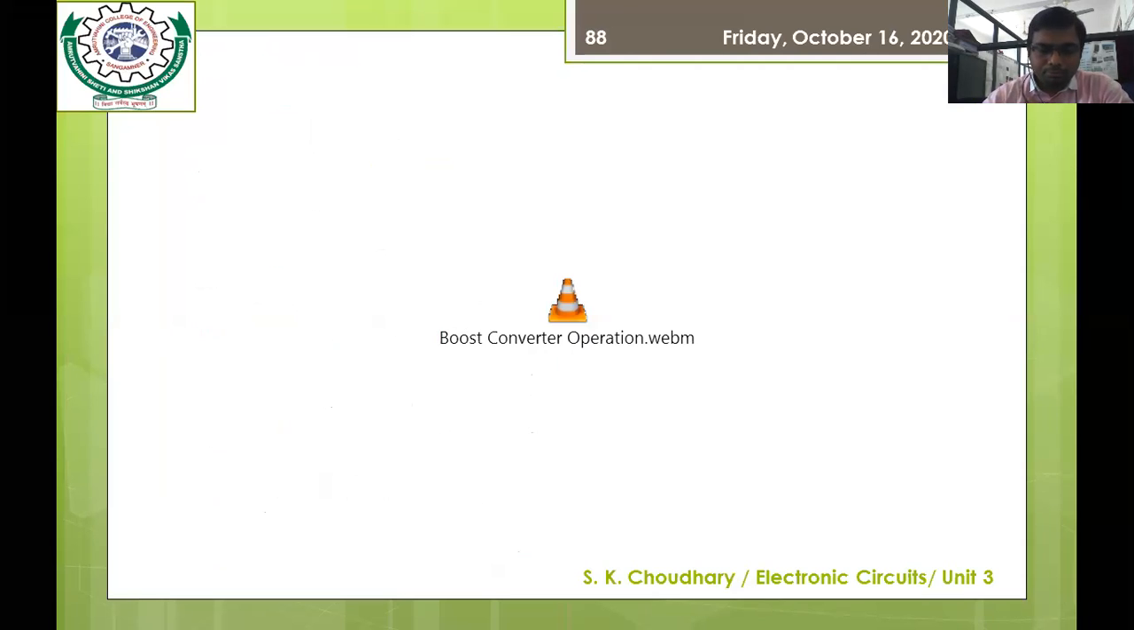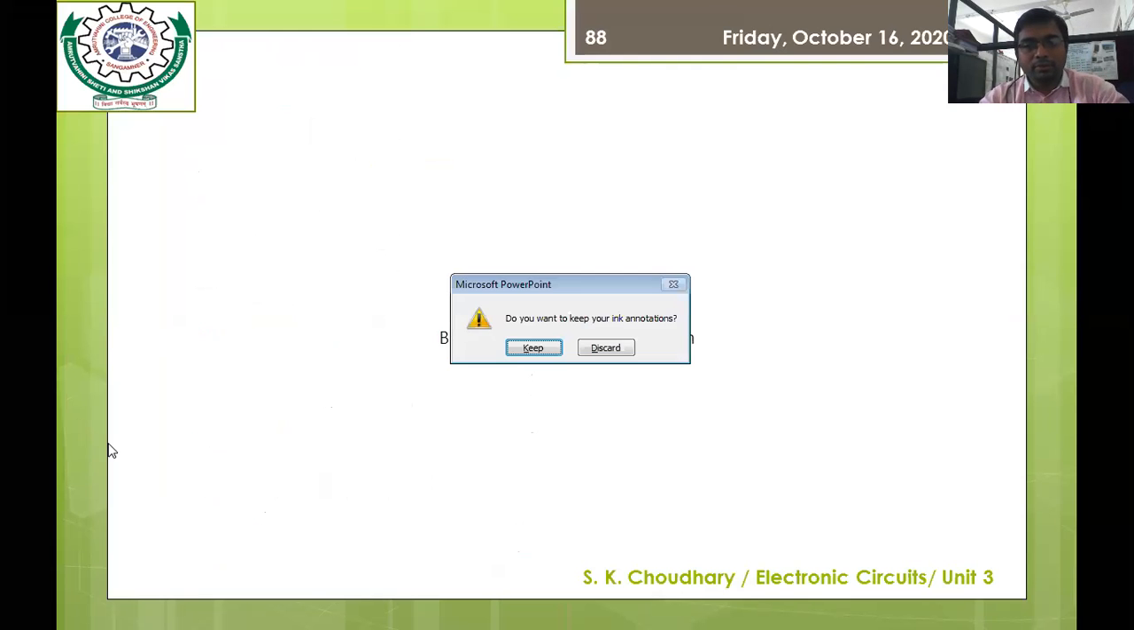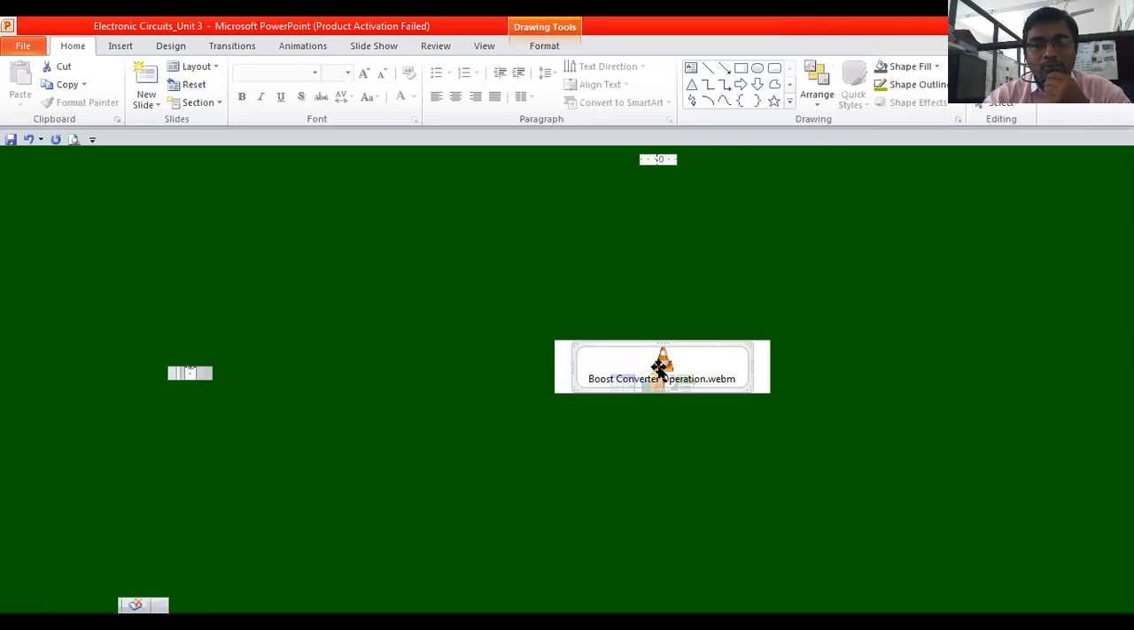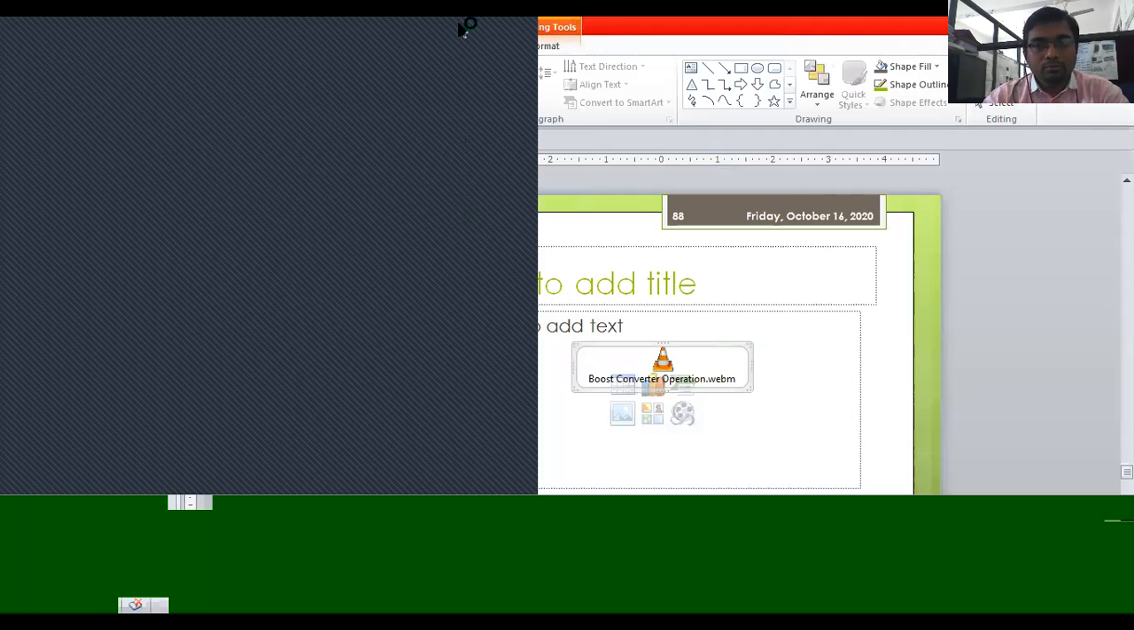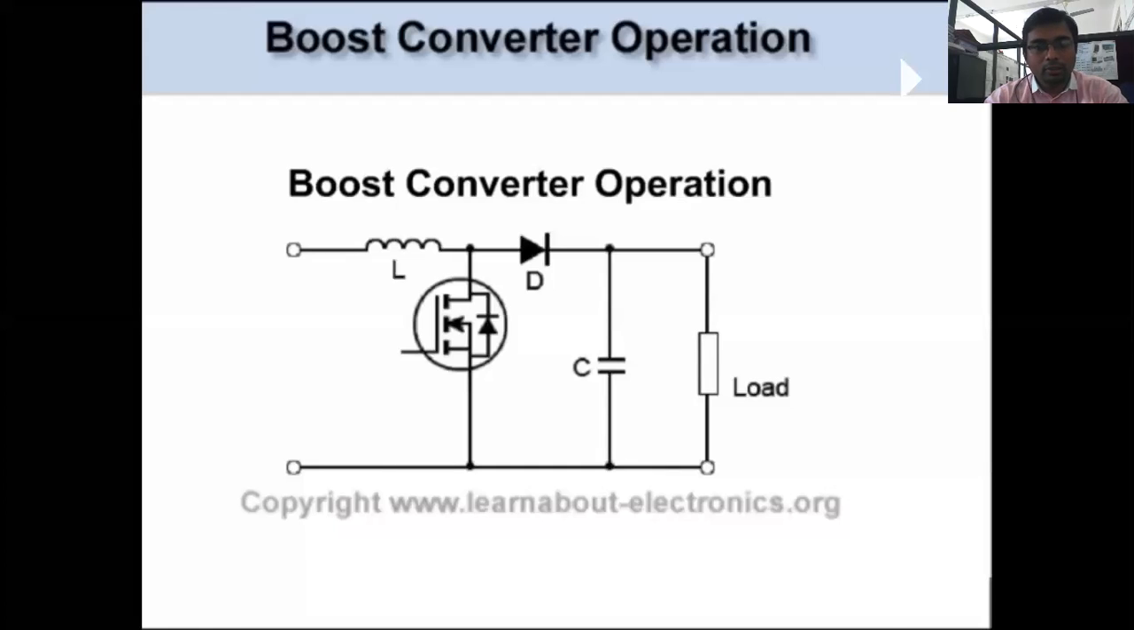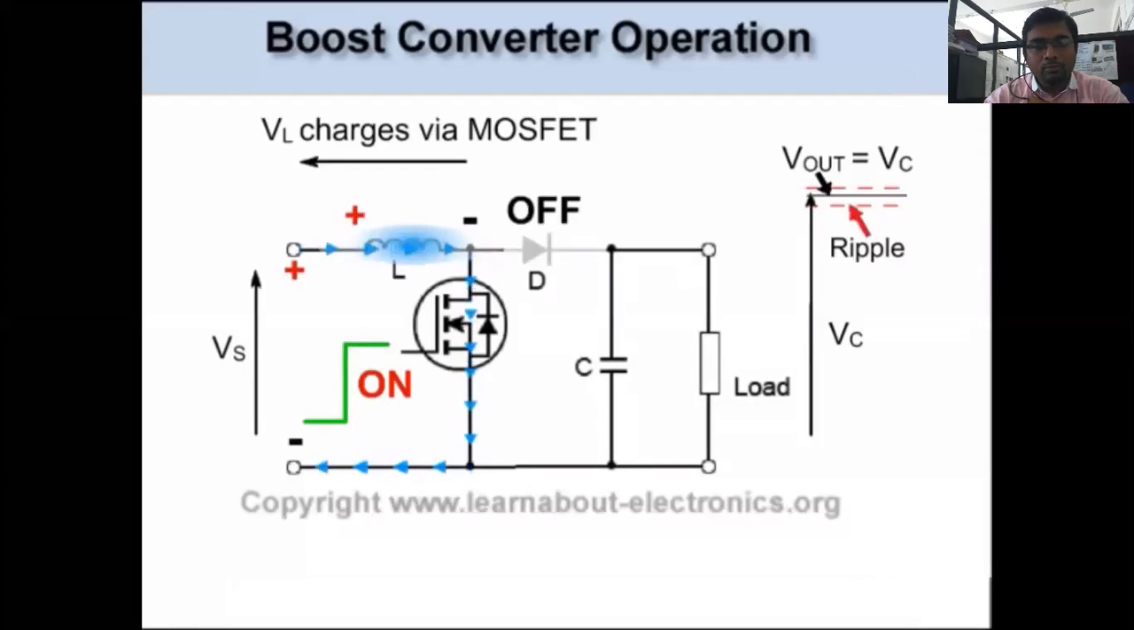Now, similarly to yesterday when we showed the video, another video is available for the boost converter. I will show you by sharing the video. Now you can see the video of the boost converter.